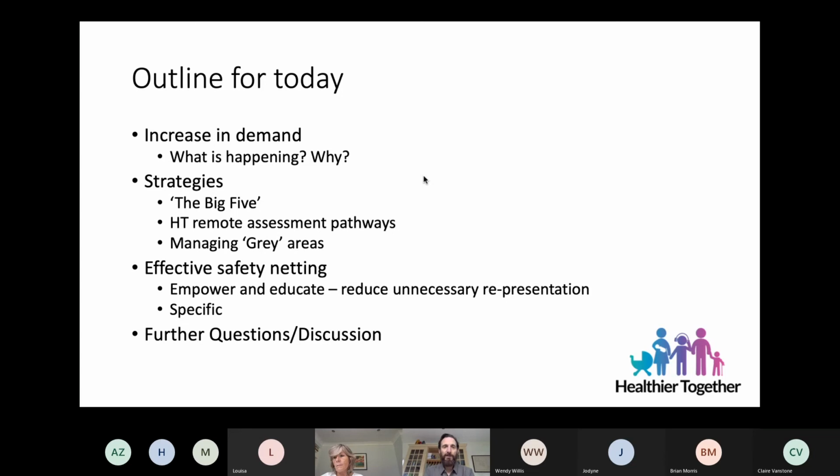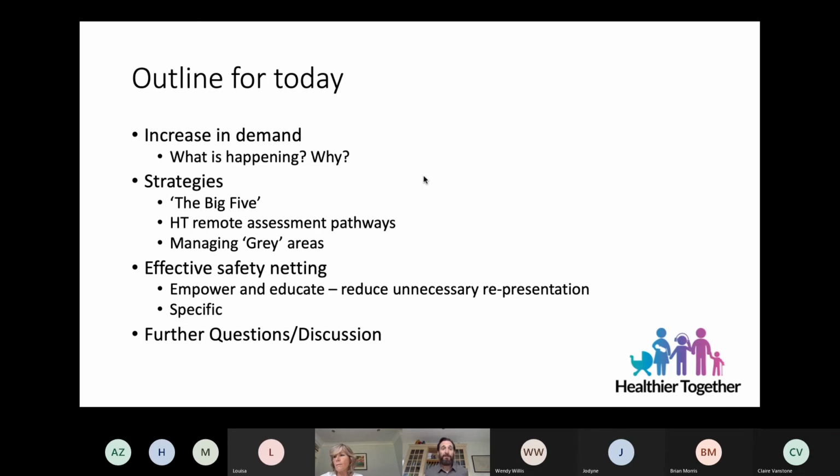And then the third section is looking at effective safety netting. So I think that's crucial. You all know that with the kind of work you do. But I think in this area, particularly to try and manage what's going to be an increase in workload going forwards, if we can do safety netting well and not only deal with the current presentation safely, but also empower parents and educate families about how to seek help when they need to seek help and what's normal, then hopefully we can reduce this increase in demand or manage it more effectively.